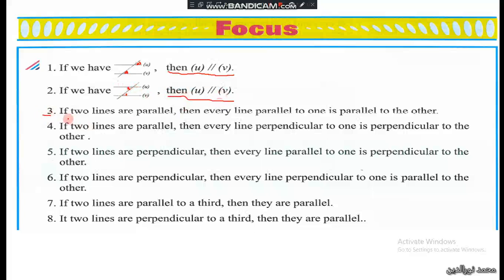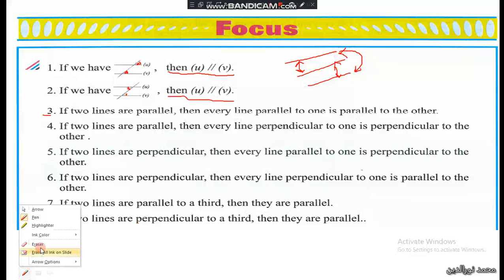Then point 3, if two lines are parallel, then every line parallel to one of them is parallel to the other. So we have these lines parallel together. If we draw a line parallel to one of them, then this line is parallel to the other one. This is the point 3.